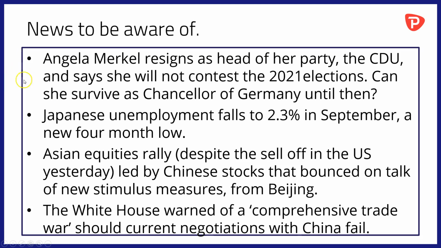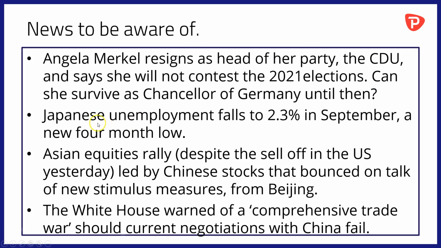Okay then, well, breaking news and comment that's caught my eye overnight. And first of all, Angela Merkel has resigned as head of her party, the CDU, and says she will not contest the 2021 elections in Germany. But the question is, can she survive as Chancellor of the country until then? And my own impression would be probably not, but we shall see.